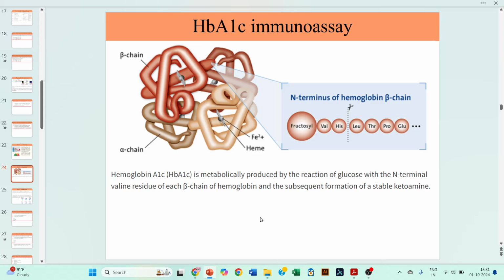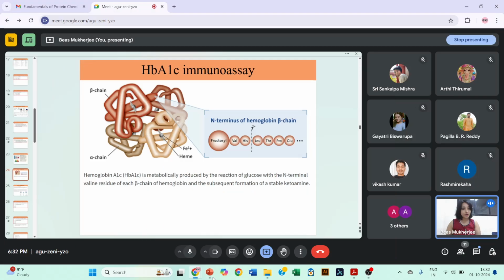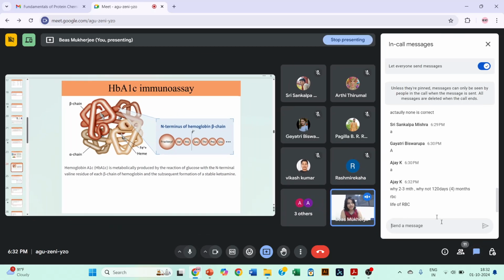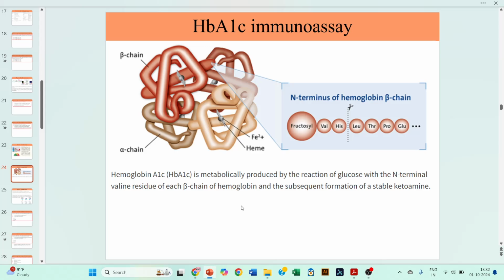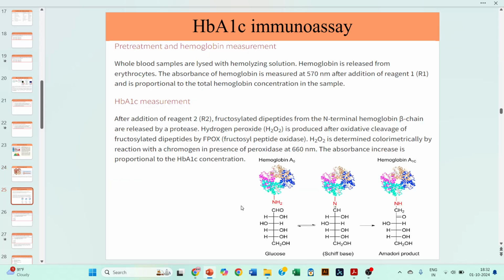That is why. So hemoglobin A1c is metabolically produced by the reaction of glucose with the N-terminal valine residue of each beta chain of hemoglobin and the subsequent formation of a stable ketoamine. So you know about ketoamine, you know about ketosis, right? Yes, 120 days is the life of RBC, and that is why. Okay, so a stable ketoamine is formed.